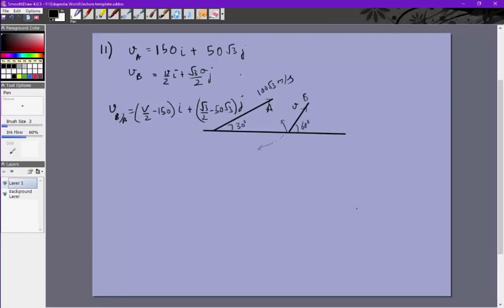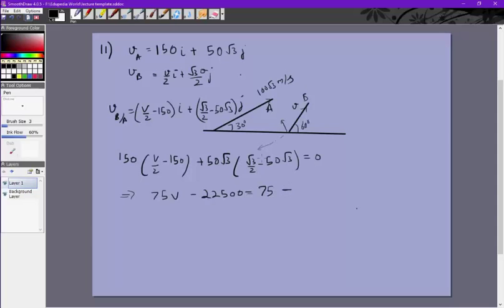And we are given that this vector is perpendicular to VA. So the dot product of this vector with VA should be 0. That means 150 times V by 2 minus 150, plus 50 root 3 times root 3 V by 2 minus 50 root 3, is equal to 0. Which means 75V minus 22500 plus 75V... this is 25 into 3, that is 75V, minus 2500 into 3, that is 7500.